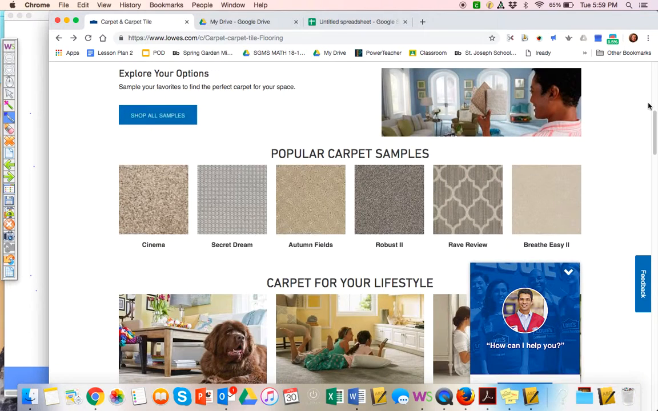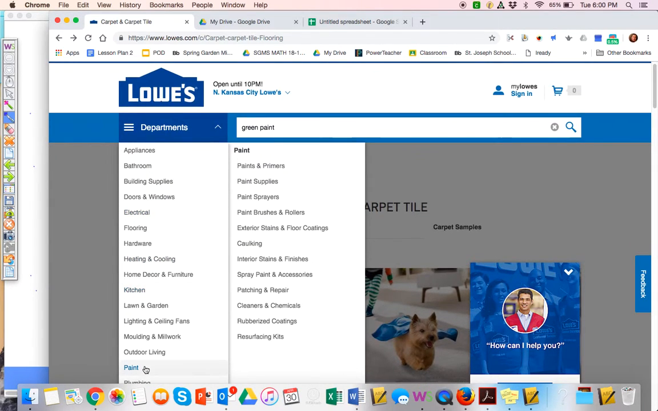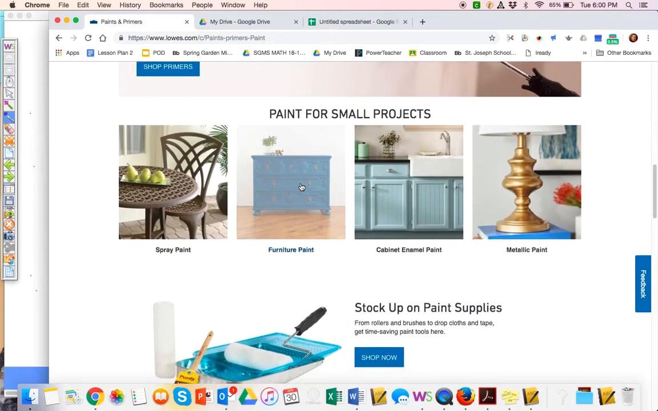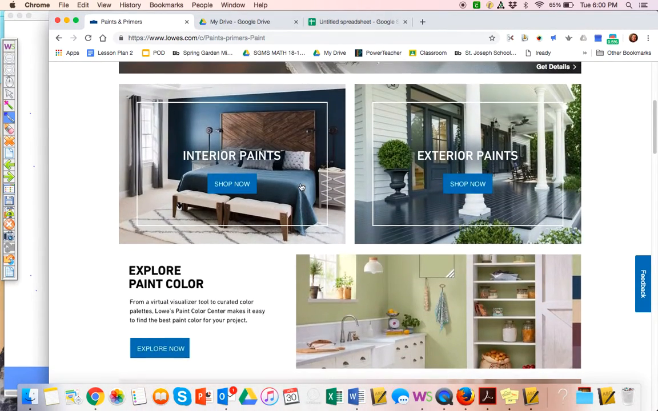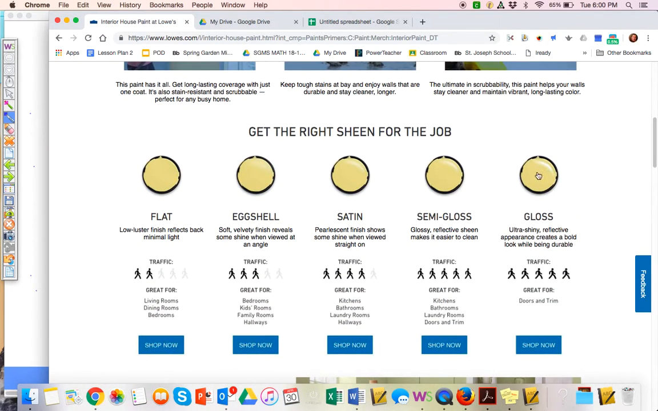Okay, so we're going to go back to Lowe's. We're going to go to the paint department, and we're going to pick paints and primers. You need to pick a paint that already has a primer in it. We need to shop interior paints. Okay, so you need to pick which type of finishing you want. These little dots they give you are kind of hard. So you can Google the different paint finishes to see, but you pick which one you want. We're going to go with satin.